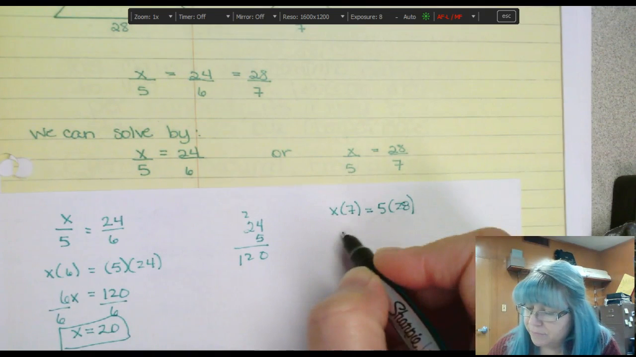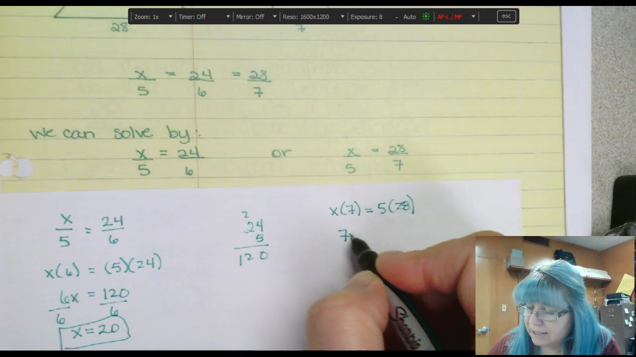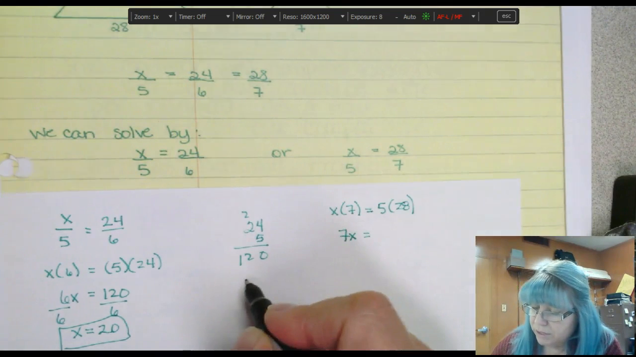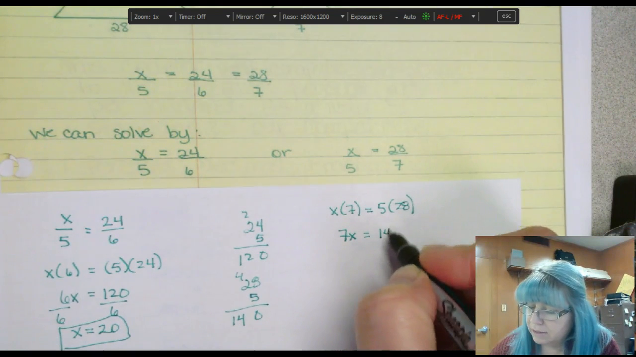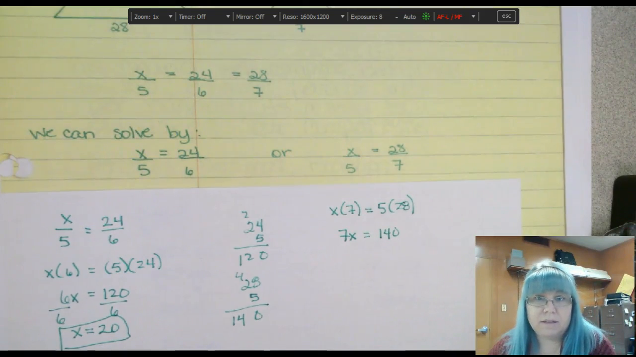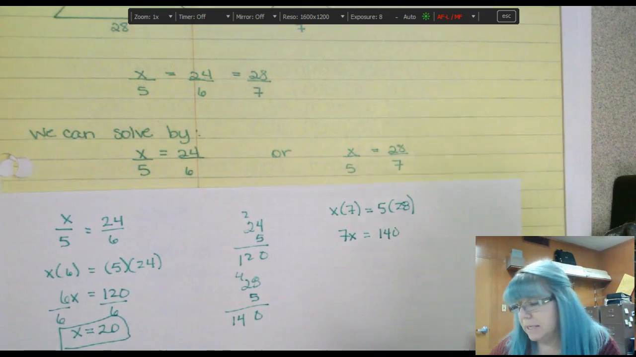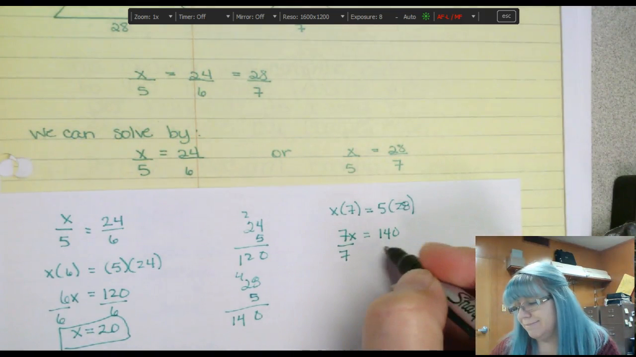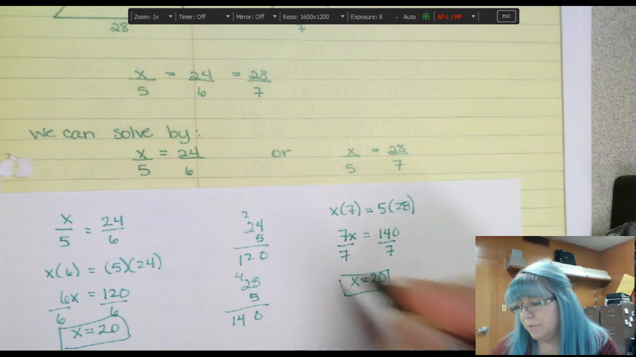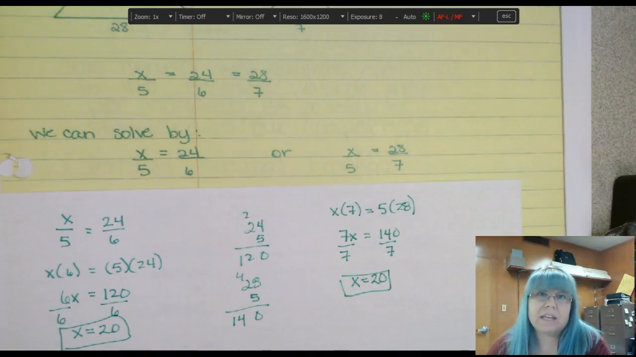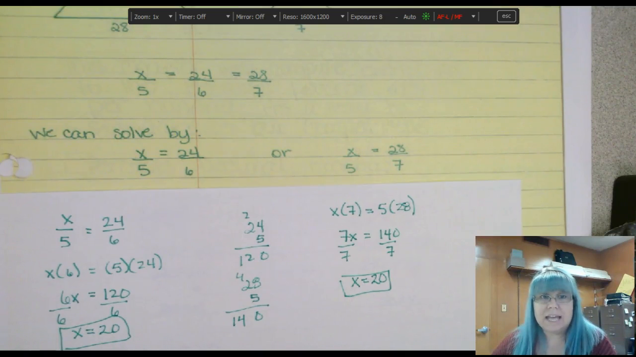Well, x times 7 is 7x, and 5 times 28, 5 times 8 is 40, gives 140. And now we want to divide each side by 7. X equals 20. So you see, either way, we can work out what the dimension of that missing side is.